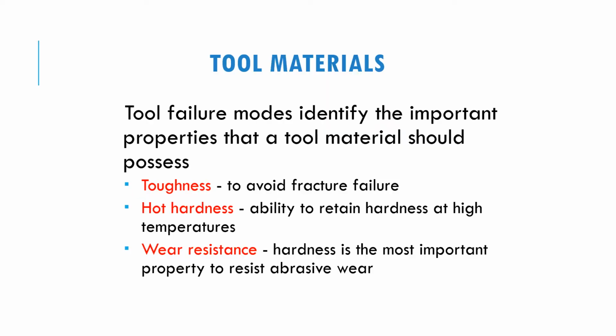As we look into the tool failure modes, let's identify the most important properties that the tool material should possess. Among the properties that the tool material must have will be toughness, so that it can avoid fracture failure; hot hardness, so that it can retain hardness at high temperature and avoid temperature wear; and wear resistance, where hardness is the most important property to resist abrasive wear.